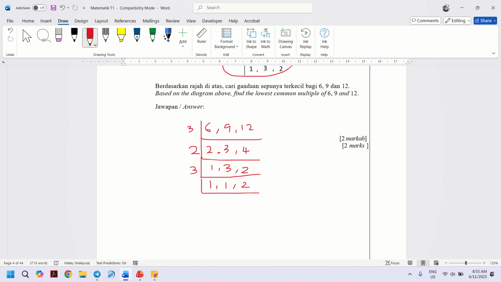And then you divide again. You divide by 2, so 1, 1, 2 divided by 2 equals 1. So what is the LCM? LCM equals 3 times 2 times 3 times 2. Remember, always use prime numbers when you do the repeated division. Start with the small numbers 2, 3, or 5. So 3 times 2 times 3 times 2 equals 36. This is the answer for question 3.